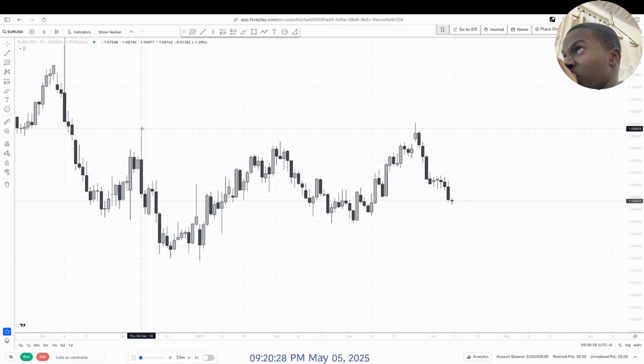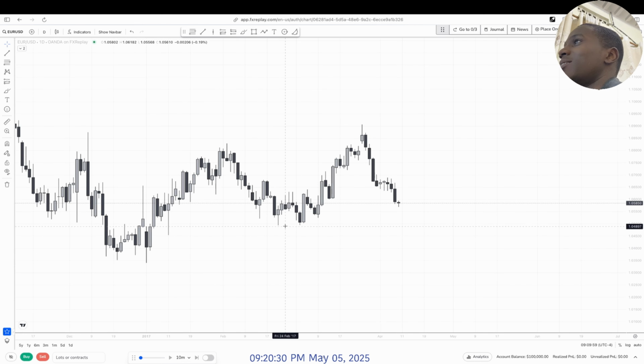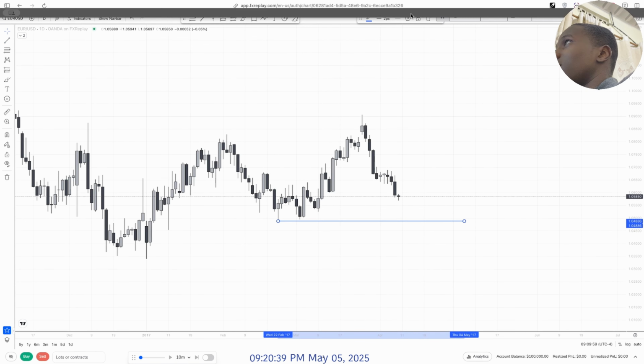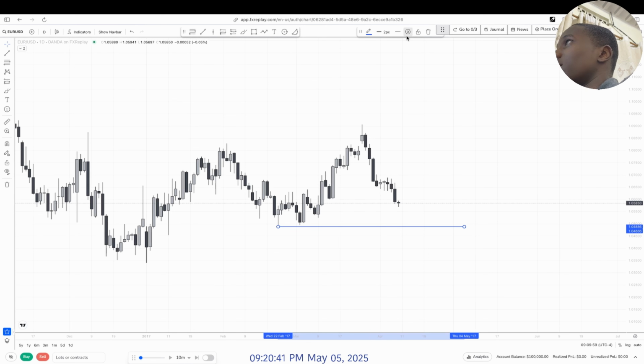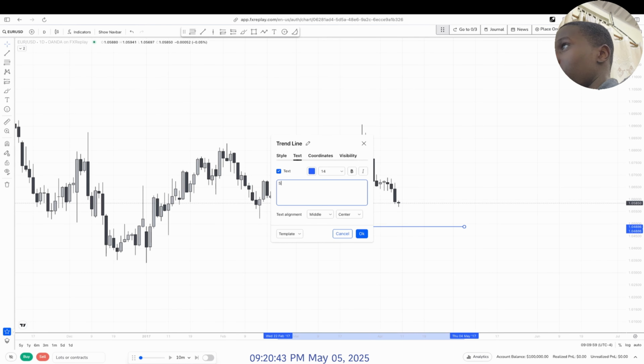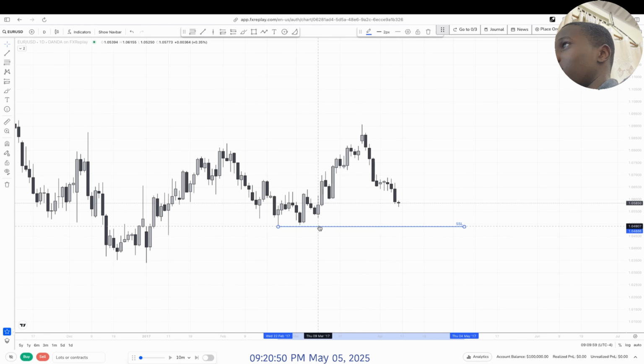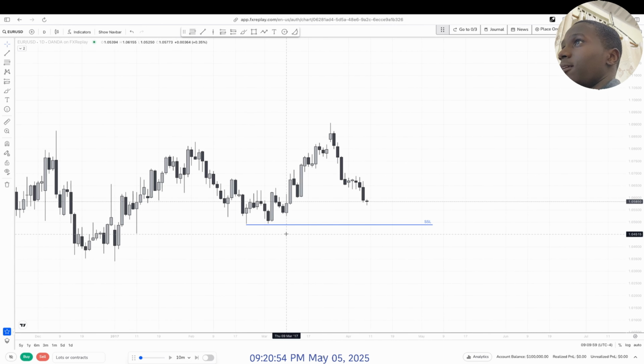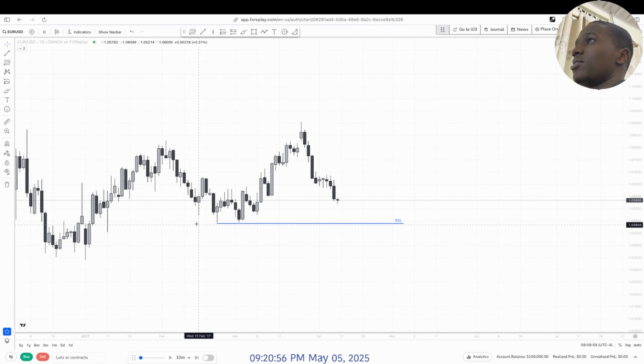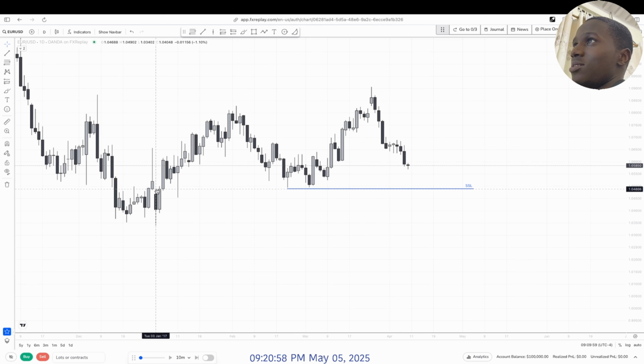We can see a sweep of liquidity right here. We can see sell side resting right here. These equal lows, do you see this? Yes. So we've got this SSL right here. Right, so we got sell side, and the good thing about this sell side is it aligns with this order block as well.